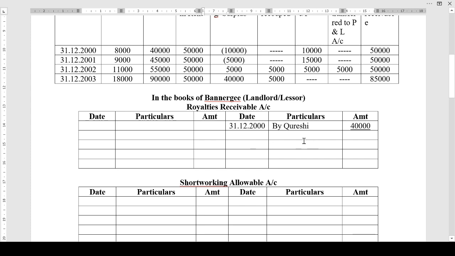Sorry, I think I made a small mistake with the entry. What is the entry? We have not taken the short working into consideration. The entry is lessee's account. What's the entry without minimum rent? First, we'll see that. Royalties account debit, short working account debit to landlord. So it's just the opposite. I forgot to take the short working.